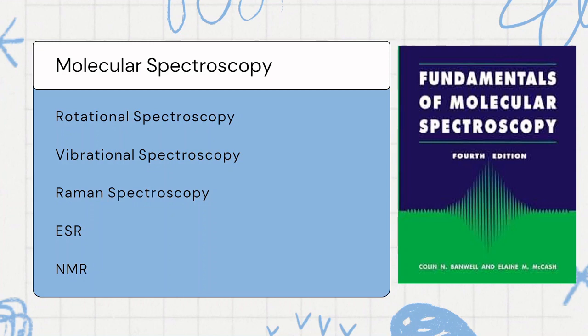So in rotational spectroscopy, you can expect questions from the diatomic rigid rotor, rotational line spacing, the relation between rotational constant and moment of inertia, the relation between rotational energy and rotational constant, moment of inertia and the bond length, and then you also learn about different types of polyatomic rotors.